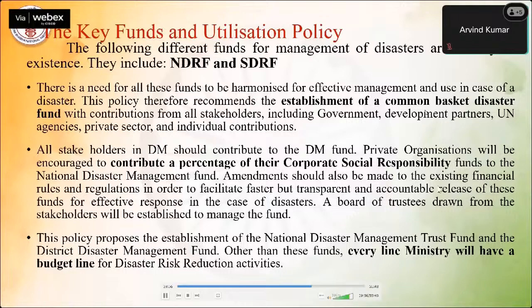All stakeholders in disaster management should contribute to the DM fund. Now, stakeholders are not limited to only central government, state government, or a limited number of agencies. This can be even private people. This can also be industries which are in the area of disaster management. Private organizations will be encouraged to contribute a percentage of their corporate social responsibility funds to the National Disaster Management Fund.